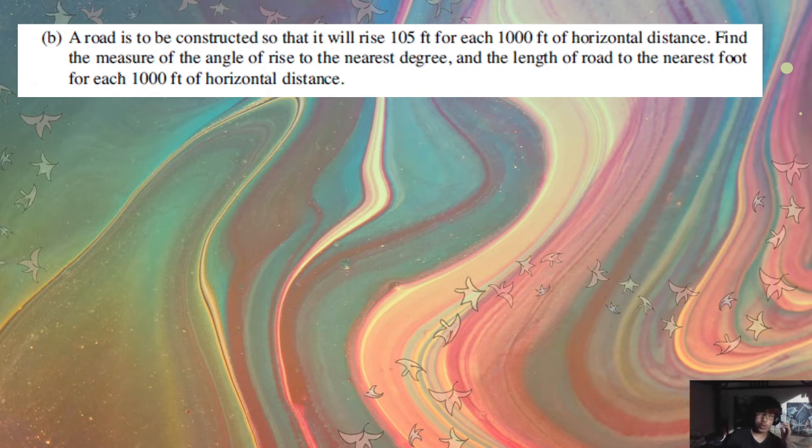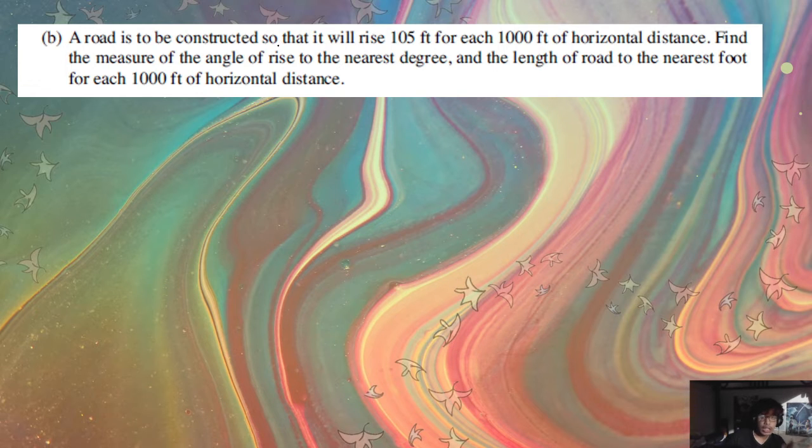So let's try to answer this question. Letter B. A road is to be constructed so that it will rise 105 feet for each 1,000 feet of horizontal distance. Find the measure of the angle of rise to the nearest degree and the length of road to the nearest foot for each 1,000 feet of horizontal distance.